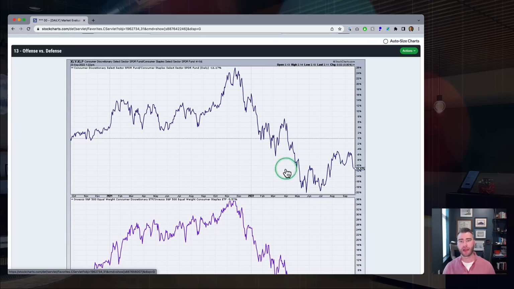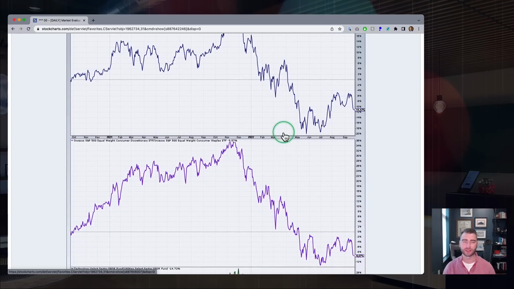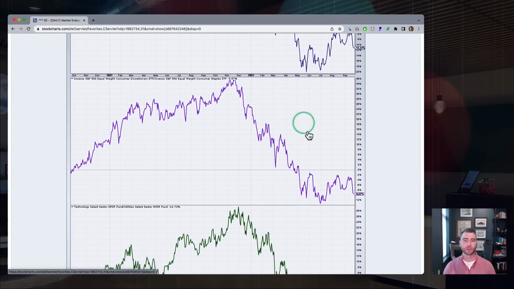Kind of chopping around here actually, but broadly moving lower. So that's showing us that the market is actually favoring defense, just like we saw with some of those other charts. We do the same thing with this purple line, offense versus defense through discretionary versus staples, but we do that in an equal weight flavor.